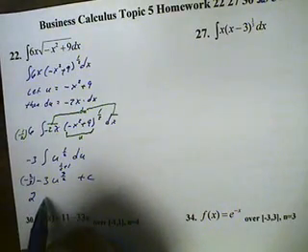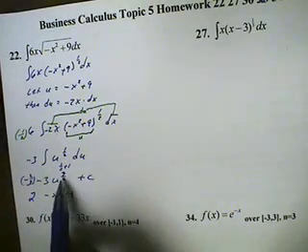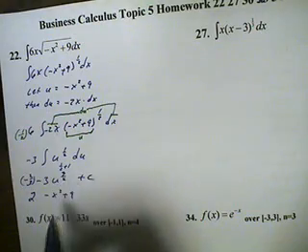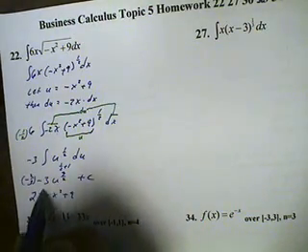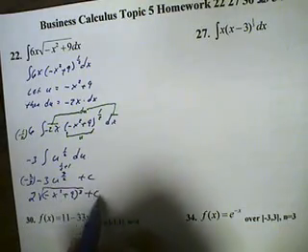The u goes back to negative x squared plus 9, and the 3/2 power becomes a square root and a 1/3 power, all plus c.